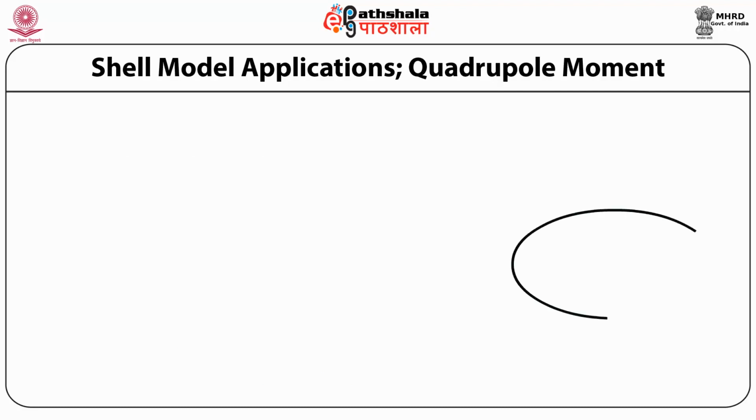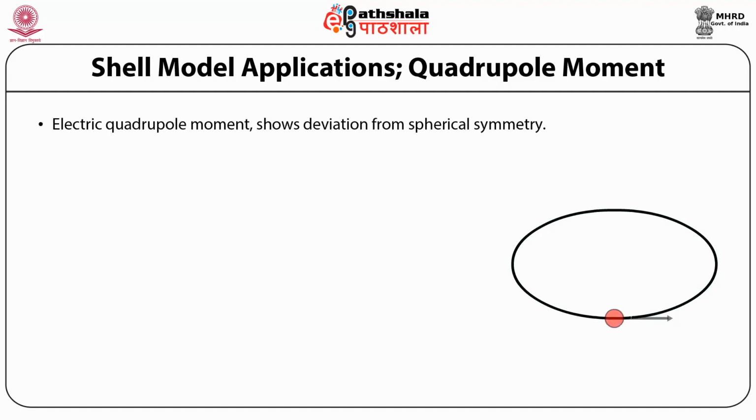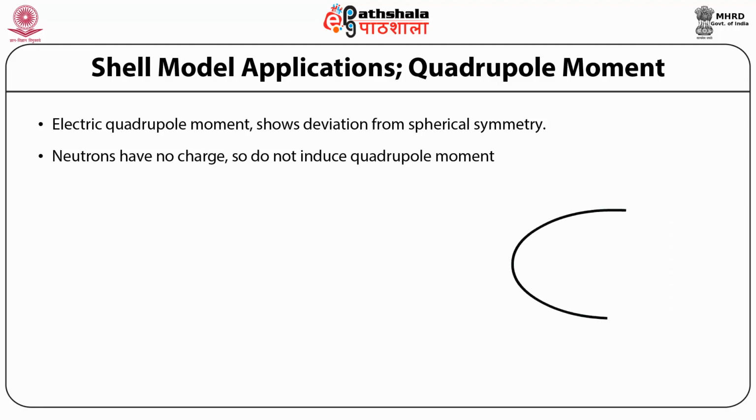Shell model applications, quadrupole moment. In this slide, we will discuss the shell model applications in predicting the ground state quadrupole moment in nuclei. Now, electric quadrupole moment, as we know, shows deviation from spherical symmetry. It means if a nucleus has quadrupole moment, it suggests that the nucleus is not spherical. Neutrons have no charge, so do not induce quadrupole moment. Now, quadrupole moment by definition is due to the asymmetric distribution of charge. As neutrons do not have any charge, they cannot induce the quadrupole moment.